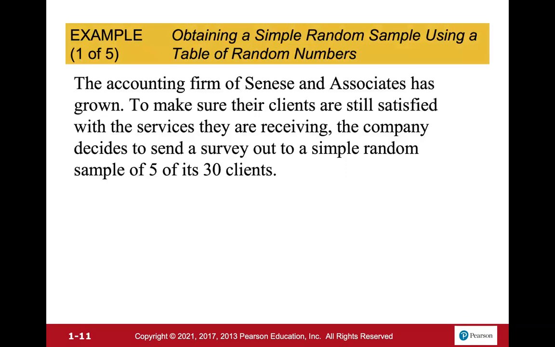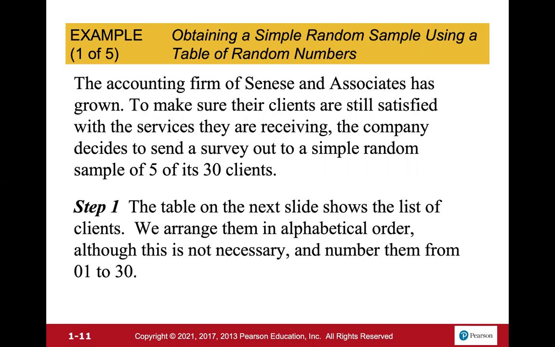All right, so an accounting firm has grown. To make sure their clients are still satisfied with the services they are receiving, the company decides to send a survey out to a simple random sample of 5 of its 30 clients.